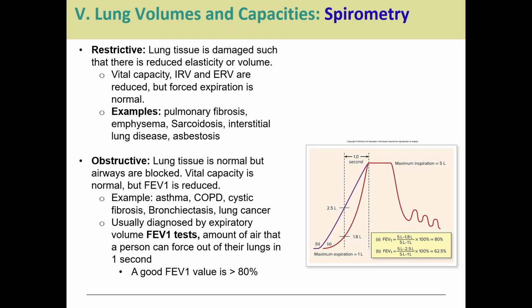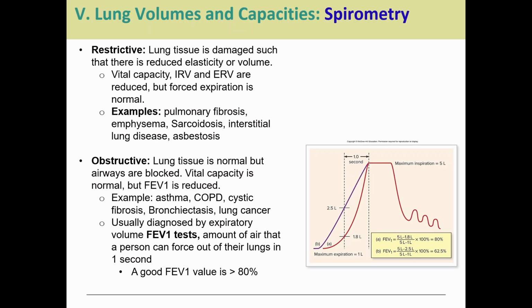So let's look at some of these diseases, some of these conditions. One is the restrictive. This is where the lungs are damaged and they cannot stretch the same way. So we've lost volume or we've lost elasticity. And so we see that the vital capacity, the inspiratory reserve volume, and the expiratory reserve volume are reduced, but forced expiration is normal. So we can still force air out, but things that involve deeper breaths, the volume, is going to be troublesome.